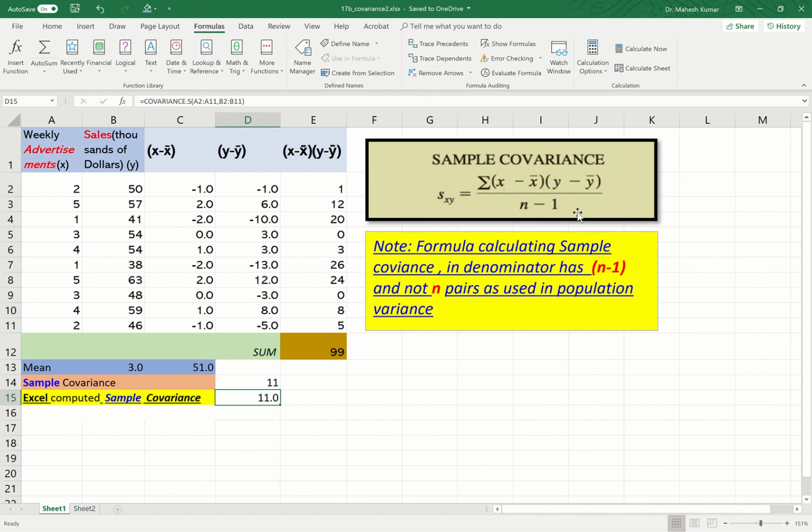So it is interesting to know that Excel still follows this tradition that when it computes population covariance, which we did in the previous video tutorial, then the denominator is n, and when it computes a sample covariance, then the denominator is n minus 1.